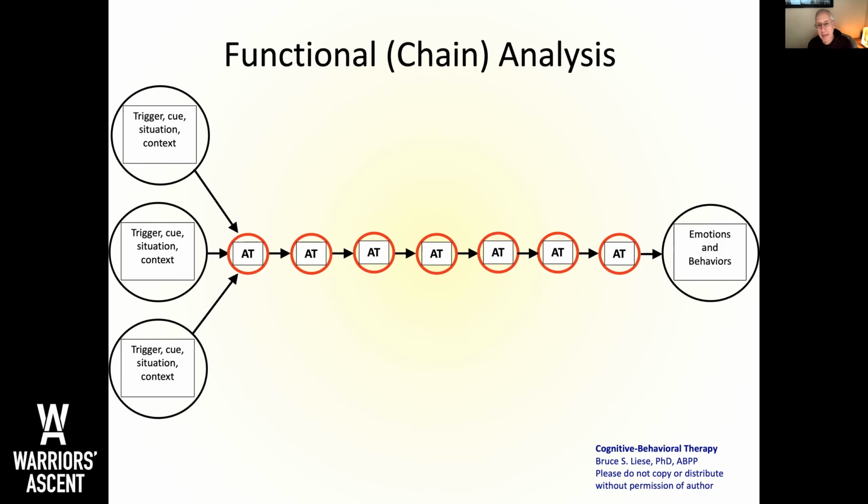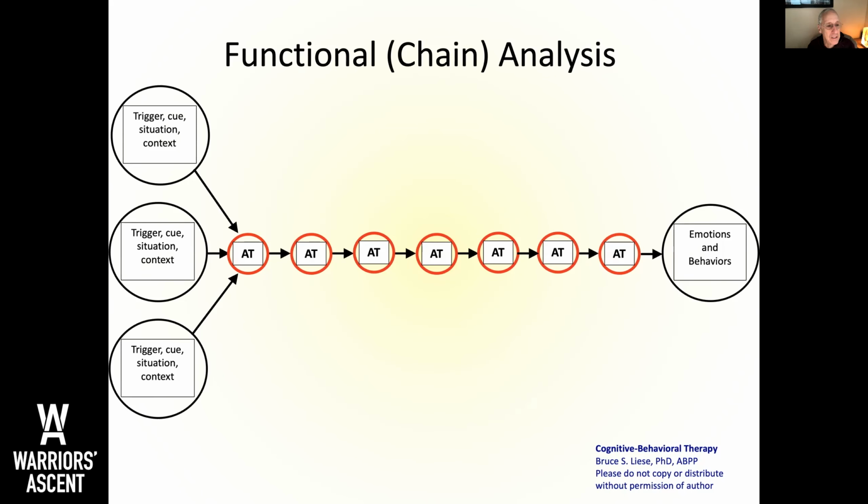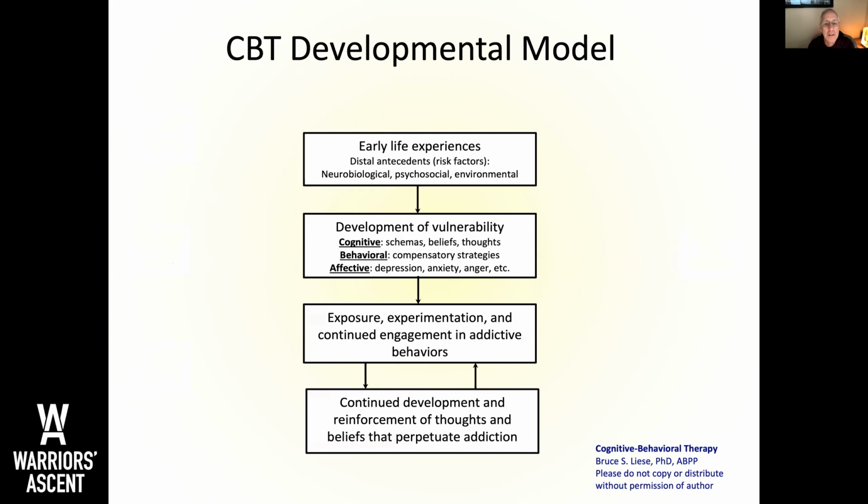And behaviorally, I might go back to bed and lay in bed depressed. So that's emotions and behaviors. And they don't happen in a vacuum. Like this on the left is the proximal antecedent, the trigger, the cue, the situation, the context, triggering a bunch of automatic thoughts, which then lead to certain emotions and behaviors. But it's important to look at it in a developmental perspective. Now we look at distal antecedents.